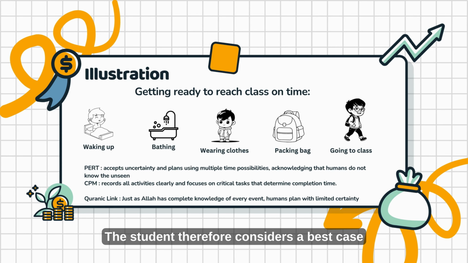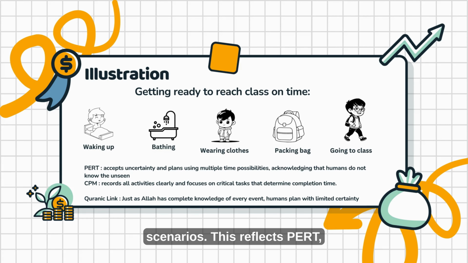The student therefore considers the best case, that is optimistic time, normal, that is the most probable time, and the worst case, that is pessimistic time, scenarios. This reflects PERT, which accepts uncertainty and plans using multiple time possibilities.